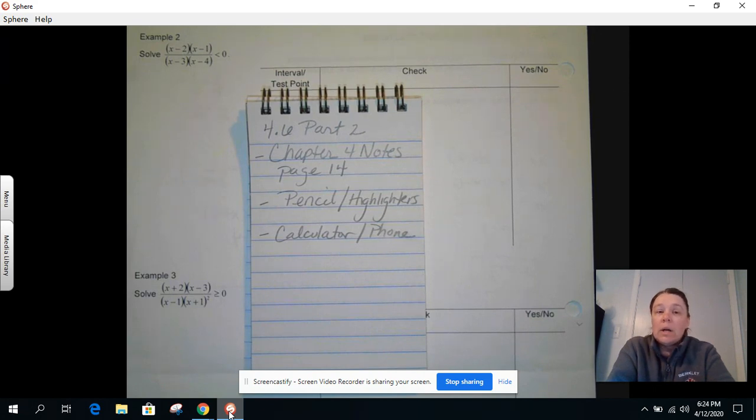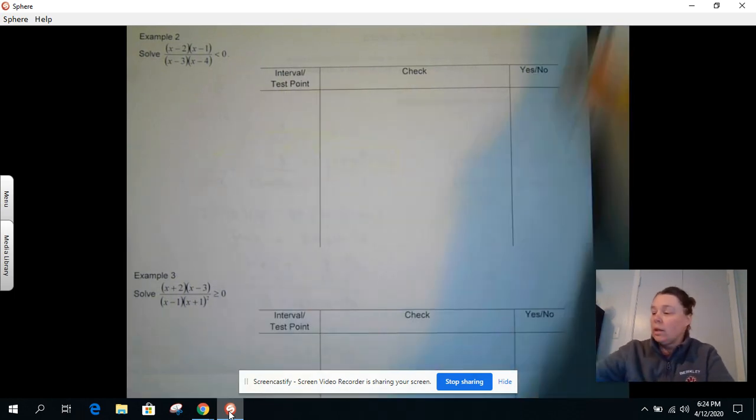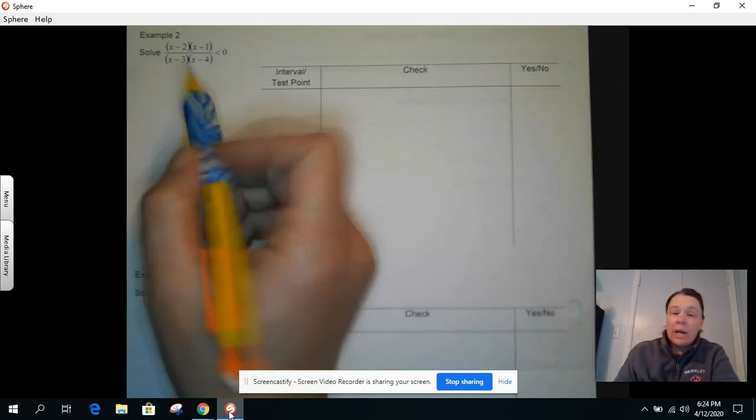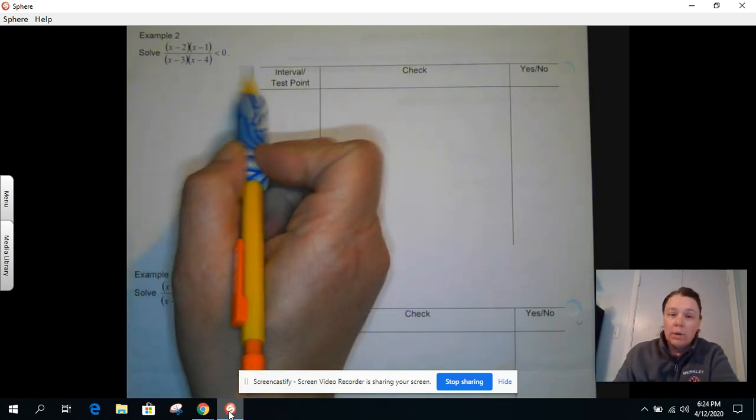Okay, so we're going to start with example 2. This is on page 14. We're going to solve this inequality. Remember, before break, we were solving equations. So we want to figure out what values will make this left side of our equation less than 0.